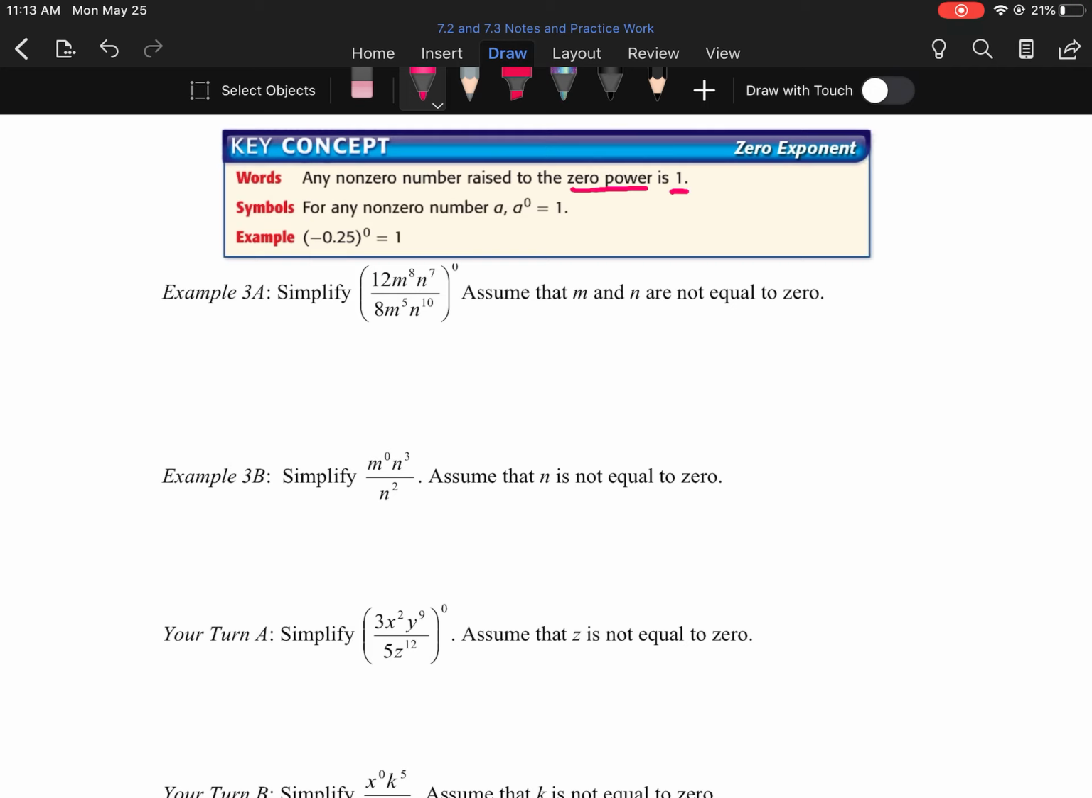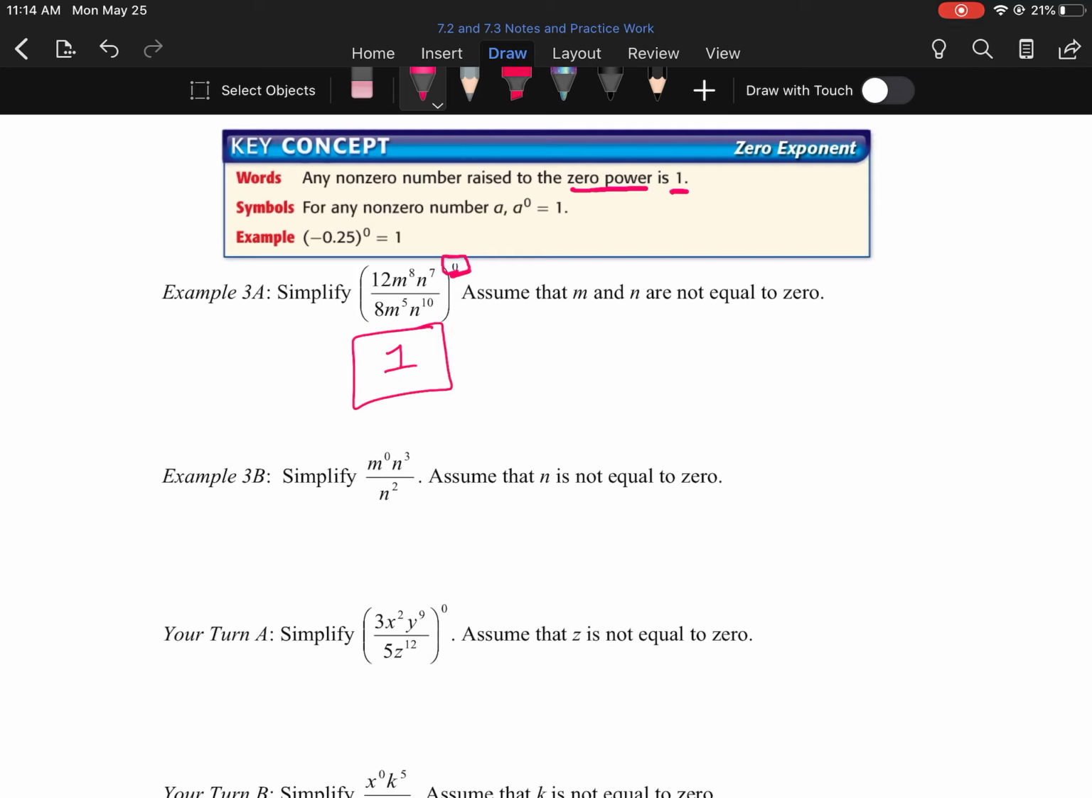So if we look at our example 3, I have all this stuff inside: 12m to the 8th n to the 7th divided by 8m to the 5th n to the 10th. But then I look and see that it's all raised to that 0 power. So my answer is just 1, because all of it's raised to the 0 power. So we can say 1, we are done. But it's not always quite that simple.